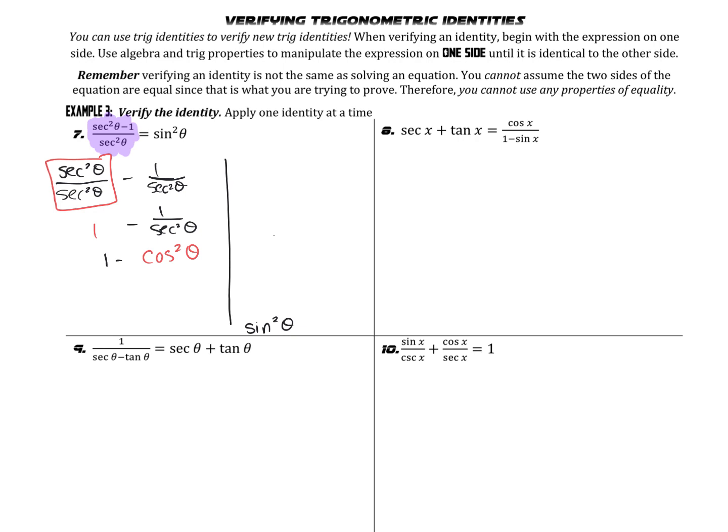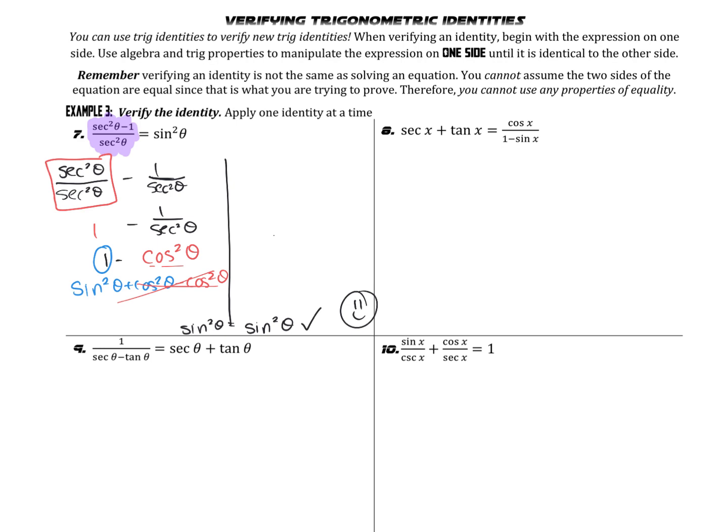Okay, well, I see a 1 and I see a cosine, and that tells me I can use a Pythagorean identity that sine squared plus cosine squared is going to equal 1. So minus the cosine squared that was already there. So now these two cosine squareds are going to add to be 0, so I'm left with sine squared theta equals sine squared theta. And I know that I'm done because I got to the place that I was supposed to get to.